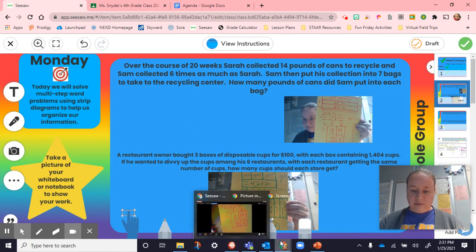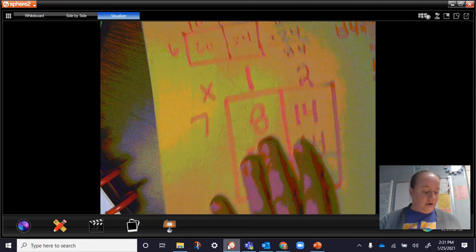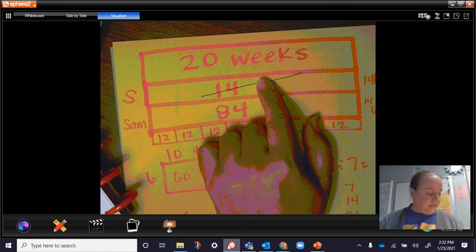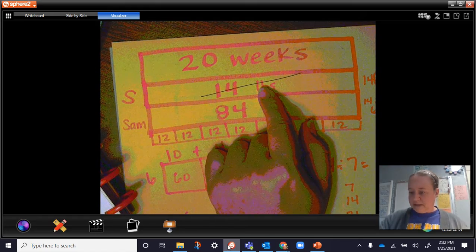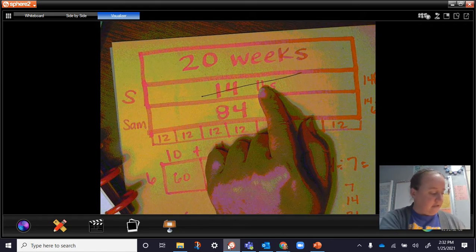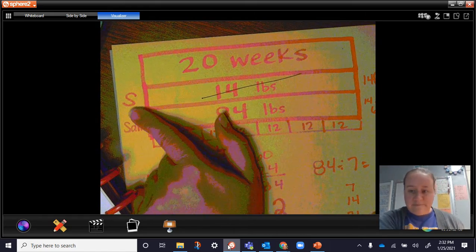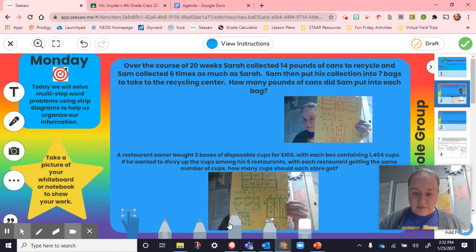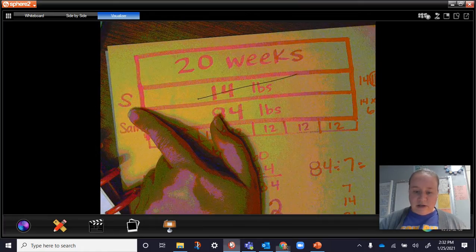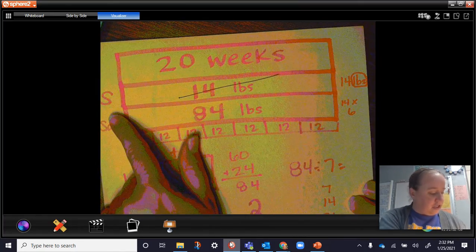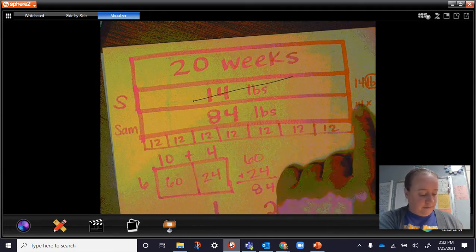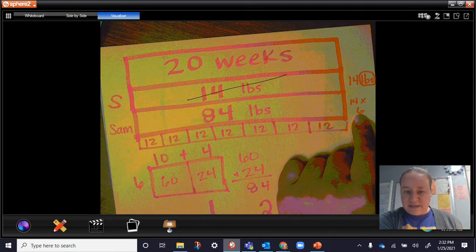So here, let me pull up this. All right, so here they did 20 weeks, and then I just drew some things to kind of help me organize the information. So the information that it gave me was that the girl's name was Sarah. So Sarah, I put S for Sarah. She collected 14 pounds, and then Sam collected 6 times as much as Sarah.